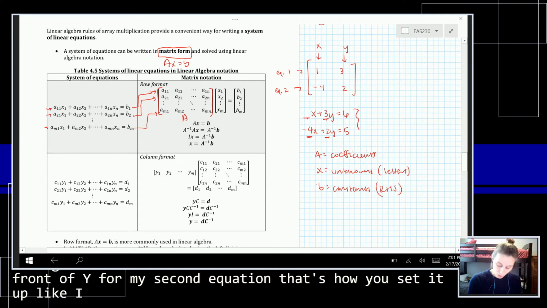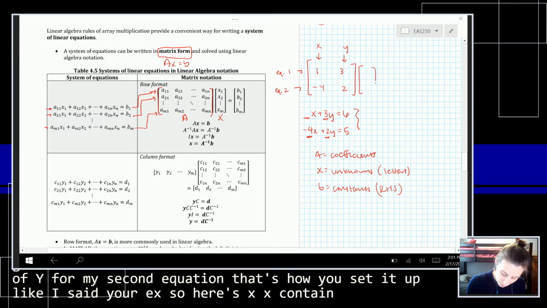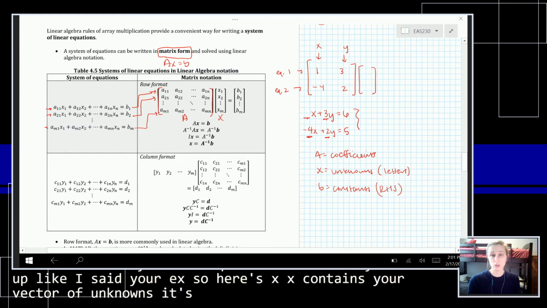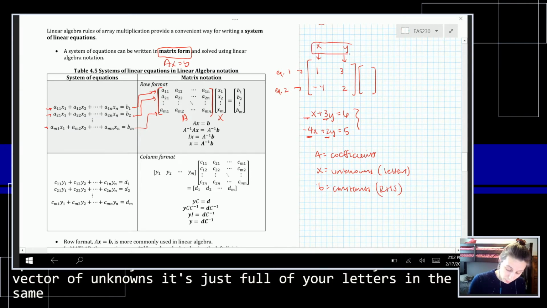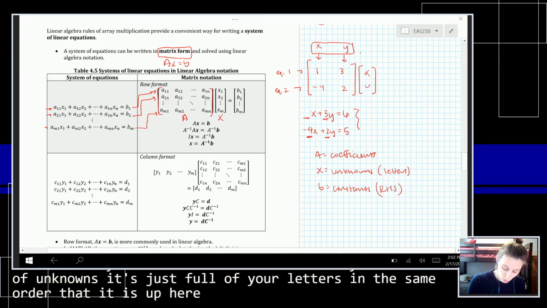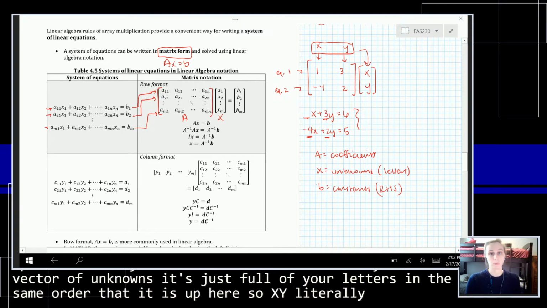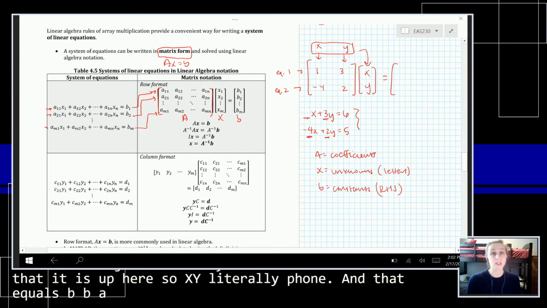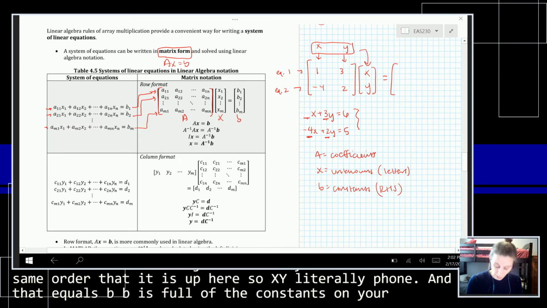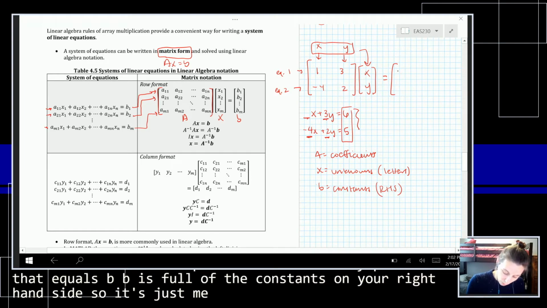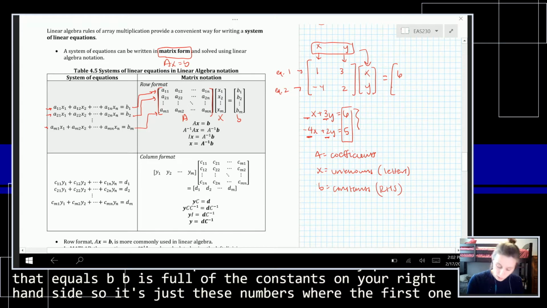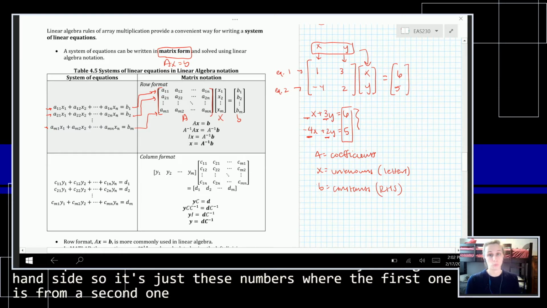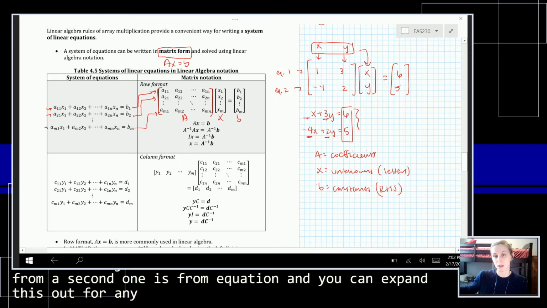Like I said, here's x. X contains your vector of unknowns. It's just full of your letters in the same order that it is up here. So x, y, just literally pull them down. And then equals b. B is full of the constants on your right-hand side. So it's just these numbers, where the first one is from equation 1, the second one is from equation 2. And you can expand this out for any size system of equations.